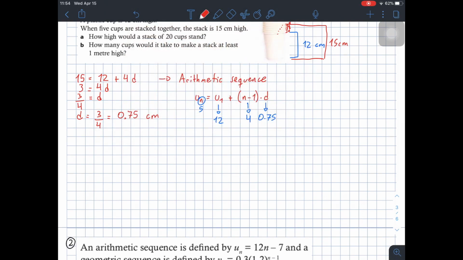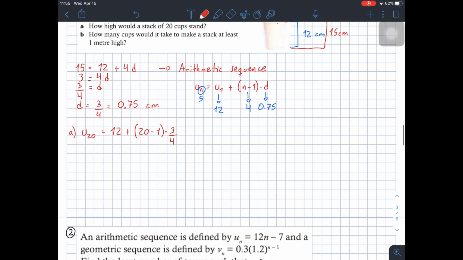Now, if we apply the concept of arithmetic sequences to solve part A, we would say that U20 is what we need to find because we want to know how high 20 cups will stand. This will be equal to U1, which is 12, plus n, which is 20, minus 1 times the common difference, which is 3/4 or 0.75. So U20, if we calculate this, is 12 plus 19 times 3/4, which gives us 26.25 centimeters. So this is how high 20 cups would be, right?